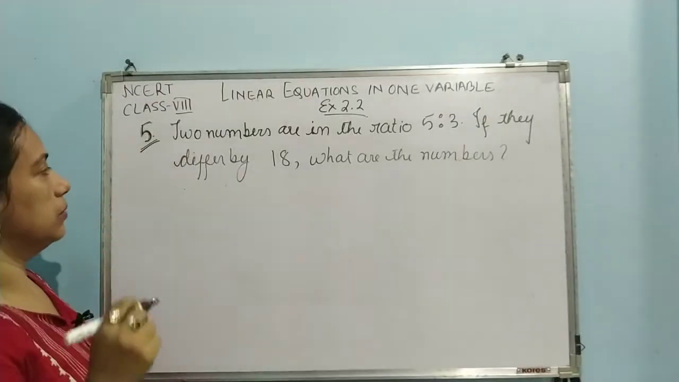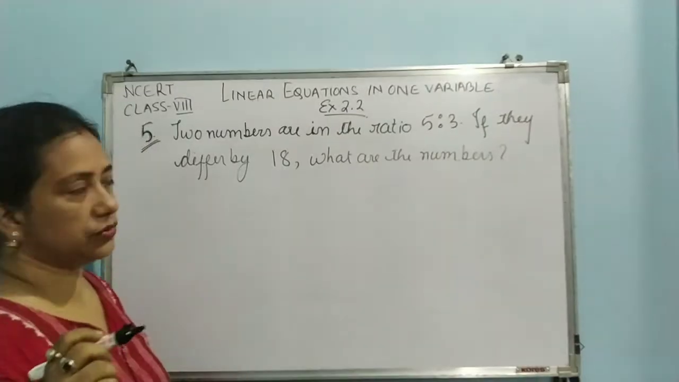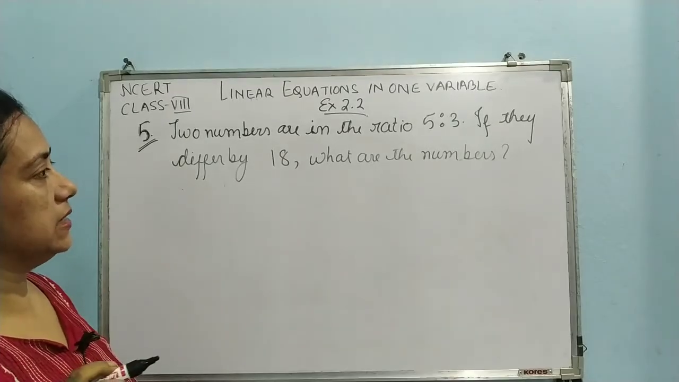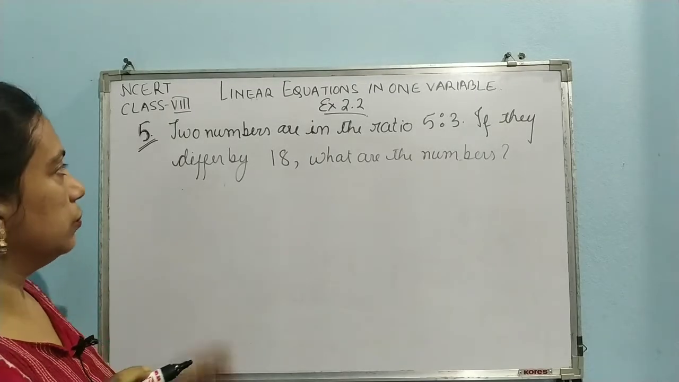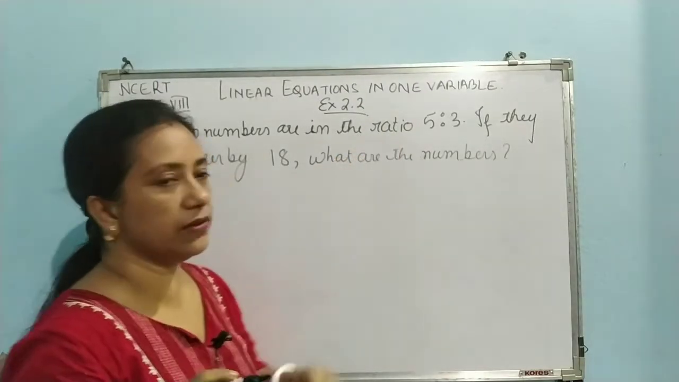I have taken question number 5. The question is, two numbers are in the ratio 5:3. If they differ by 18, what are the numbers? So we have to find two numbers in this case. They are in the ratio 5:3.